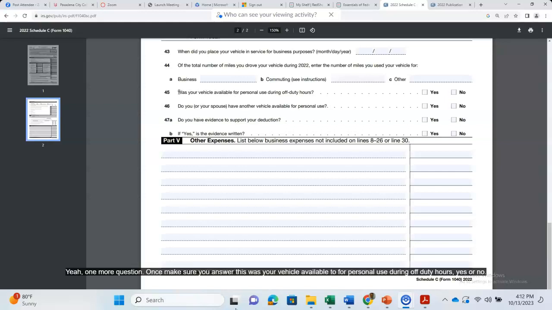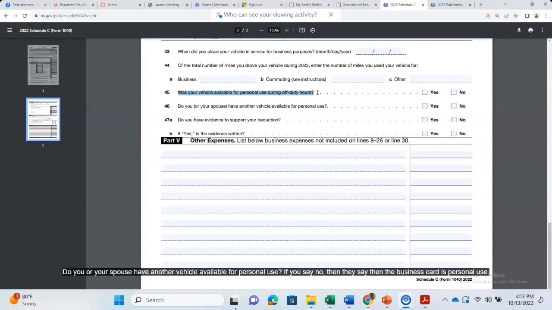Here, one more question. Make sure you answer this. Was your vehicle available for personal use during off-duty hours? Yes or no? If maybe someone says, no, this car is strictly for business, then the answer is no.